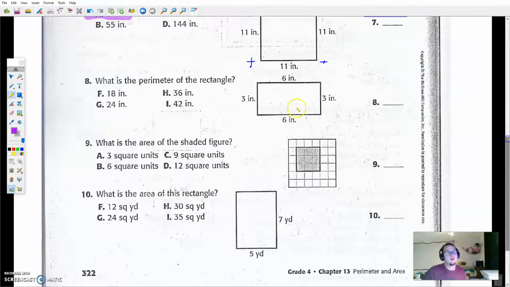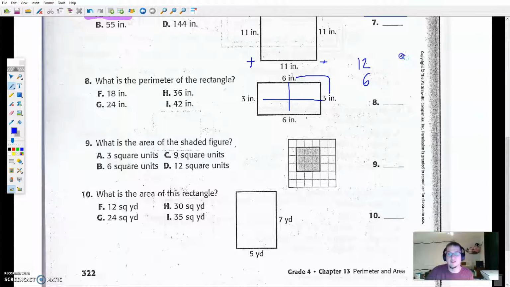What is the perimeter of the rectangle? 3, 6, 3, 6. Okay, we could do 6 plus 6 and 3 plus 3. Do you want to do it that way? 6 plus 6 is 12. 3 plus 3 is 6. Okay, did somebody tell me no? We can do it the other way too.